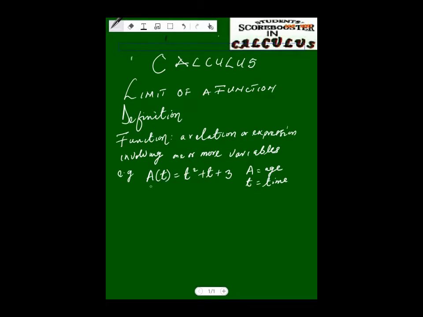Another example, we can have a function f that is a function of x and y. This is also a function of two variables. So we just need to understand this.